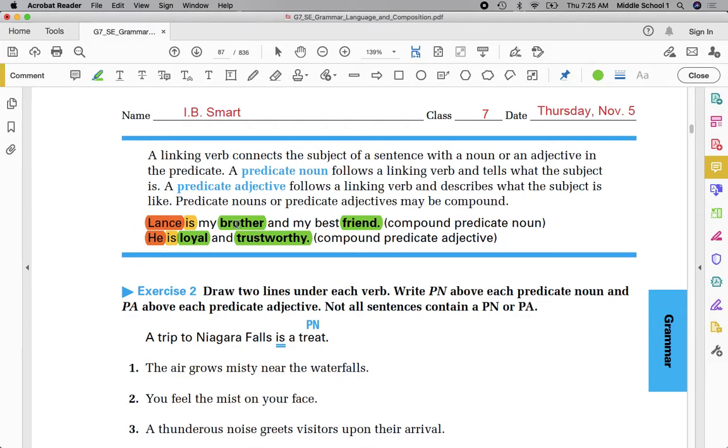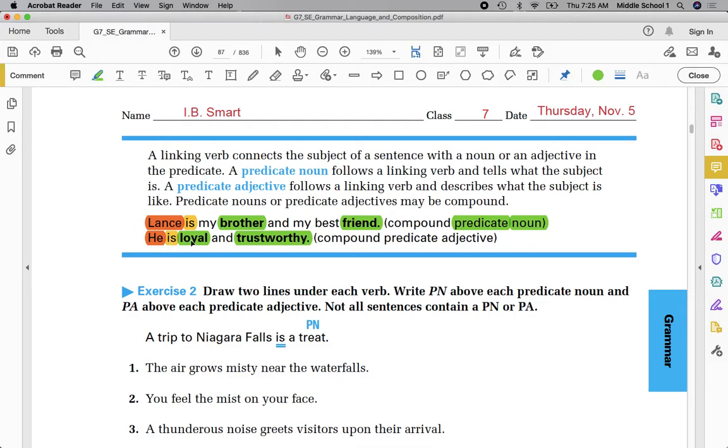In this example, brother and friend are called the subject complements because they follow the linking verb is. We call these predicate nouns. They're predicate nouns because they follow a linking verb. It looks like a direct object, but what separates a direct object from a predicate noun? It's followed by a linking verb. It's the only difference.